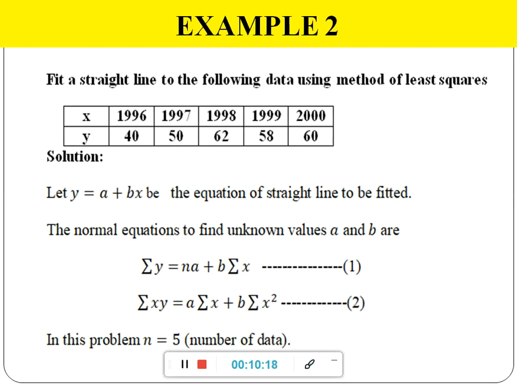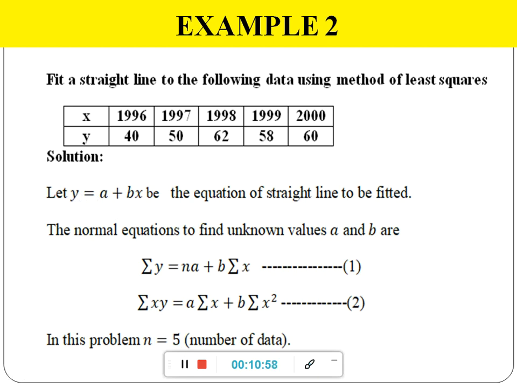Now example 2. Fit a straight line to the following data using the method of least squares. Here also we have two data sets, x and y. The x values are 1996, 1997, 1998, 1999, 2000. Corresponding y values are 40, 50, 62, 58, 60. See the x values here, we have 4-digit numbers. Here also we are going to fit a straight line, the same model, y equal to a plus bx.